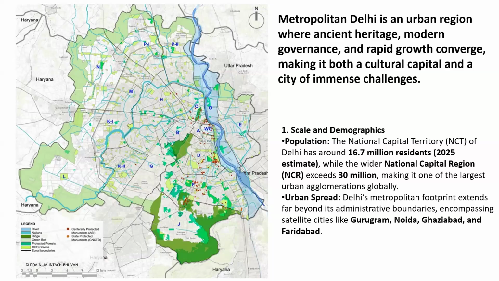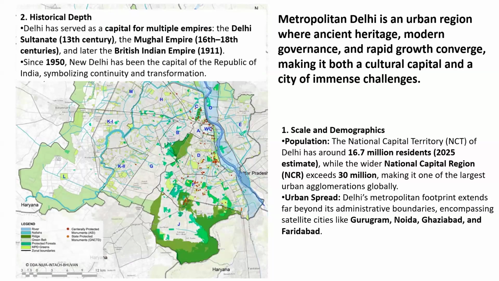If we talk about the urban spread, Delhi's metropolitan footprint extends far beyond its administrative boundaries, which is in green, encompassing satellite cities like Gurugram, Noida, Ghaziabad, Faridabad, etc.